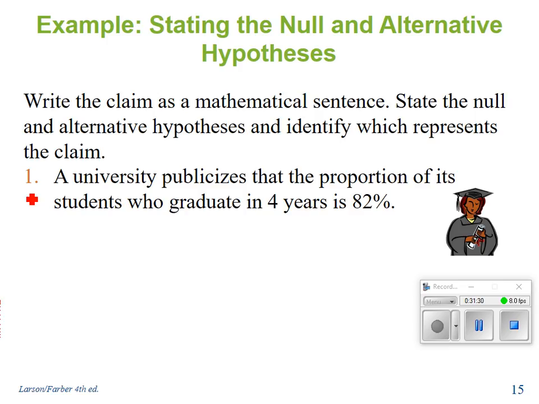Write a claim as a mathematical sentence, state the null and alternative hypothesis, and identify which represents the claim. This is what you're going to do on the homework, so watch closely on this. A university publicizes that the proportion of its students that graduate in 4 years is 82%. Remember, when we're talking about proportion, that's the percents, like the p-hat from last chapter. So they're saying 82%, so P equals 0.82. That's their claim, that P equals 0.82.